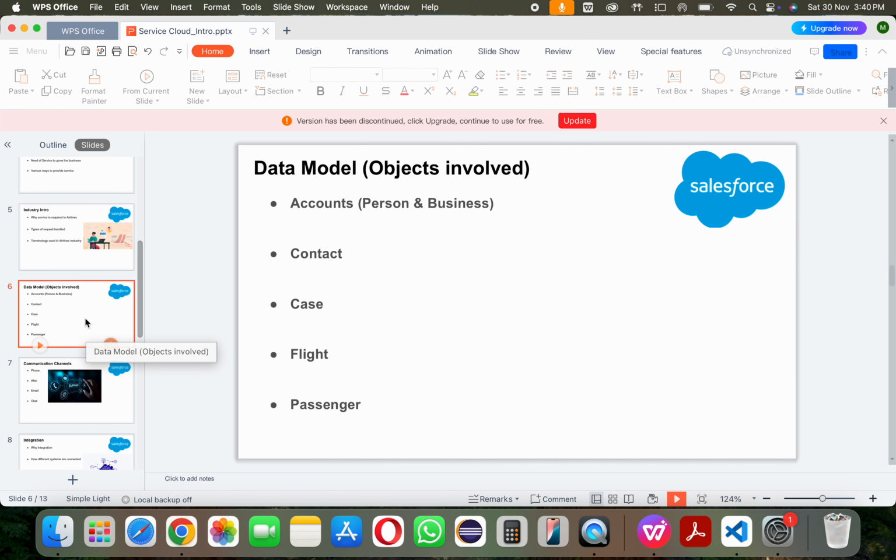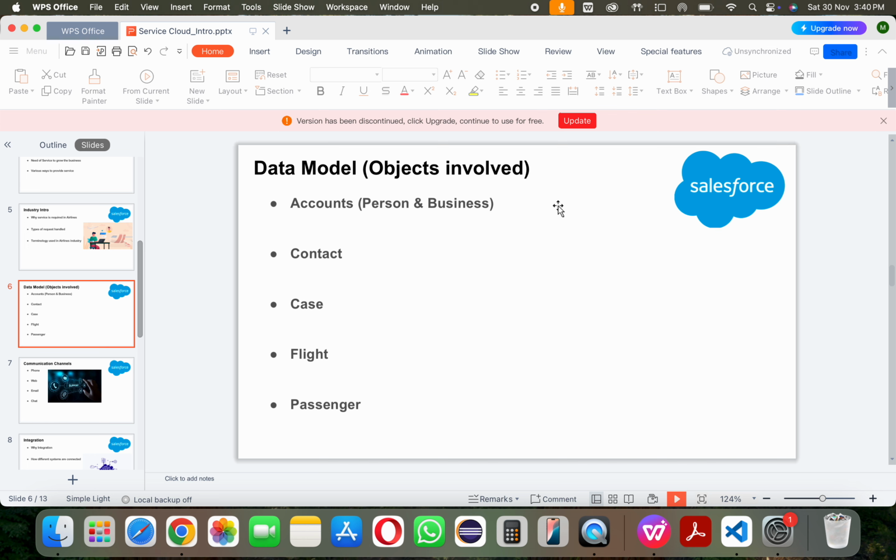Next comes the data model. For Service Cloud, there's a separate data model because in Service Cloud, the main object is Case. Case is the central object because Service Cloud is nothing but taking care of cases. Whenever there's a complaint or a request or a query, you'll create one case. So everything will revolve around that particular object called Case.